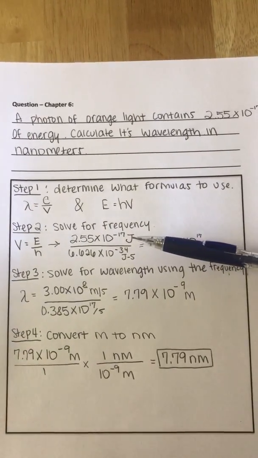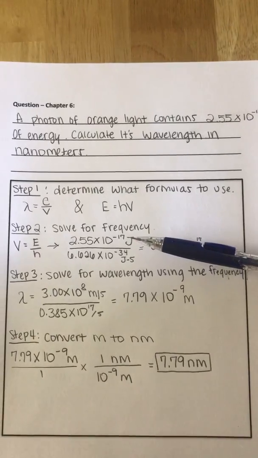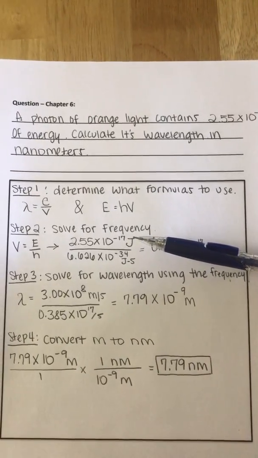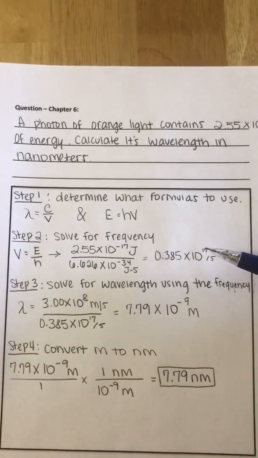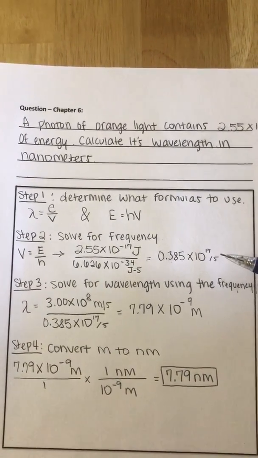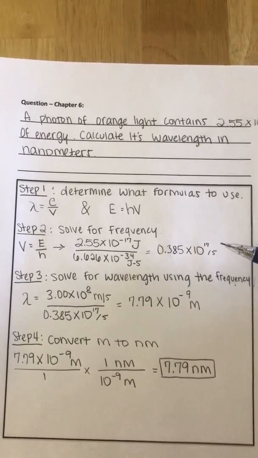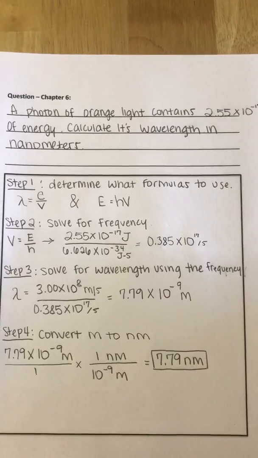We take energy, which is given in the equation, 2.55 times 10 to the negative 17 joules, and we take Planck's constant, divide the two, and you're left with 0.385 times 10 to the negative 17 per second. Now that we know the frequency, we can determine the wavelength.